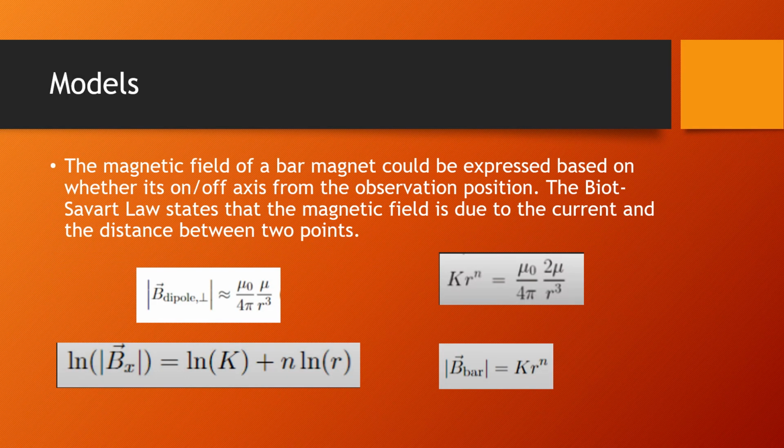Alright, so for our models, the magnetic field of a bar magnet could be expressed based on whether it's on or off axis for the observation position. The Biot-Savart law states that the magnetic field is due to the current and the distance between 2 points. And I have 4 formulas here of the magnetic field dipole perpendicular to the position axis, as well as a natural log form finding k and n, where n is the slope, and ln k is the intercept of the graph. I also have the magnitude of the magnetic field of a bar as well.